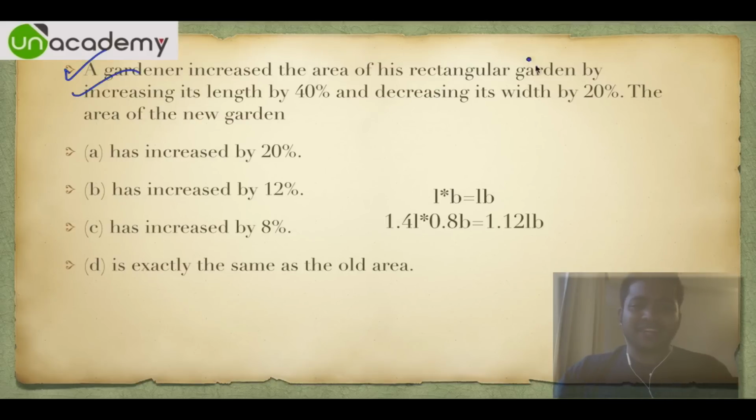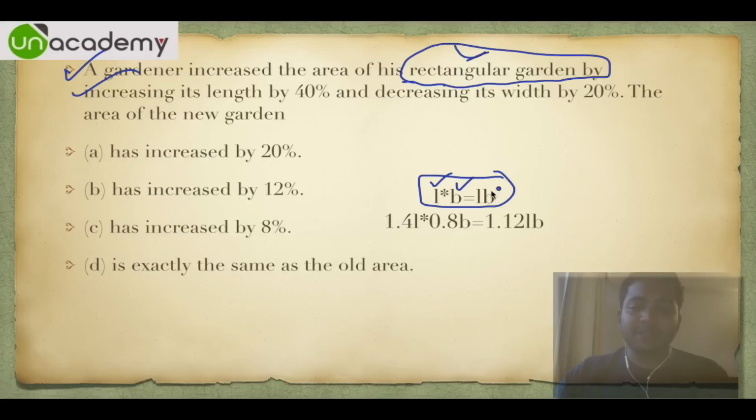Then, a very simple question. A rectangular garden is there. So how does it matter? For a rectangle, the area will be, let's say L is the length, B is the breadth, so the area is LB.